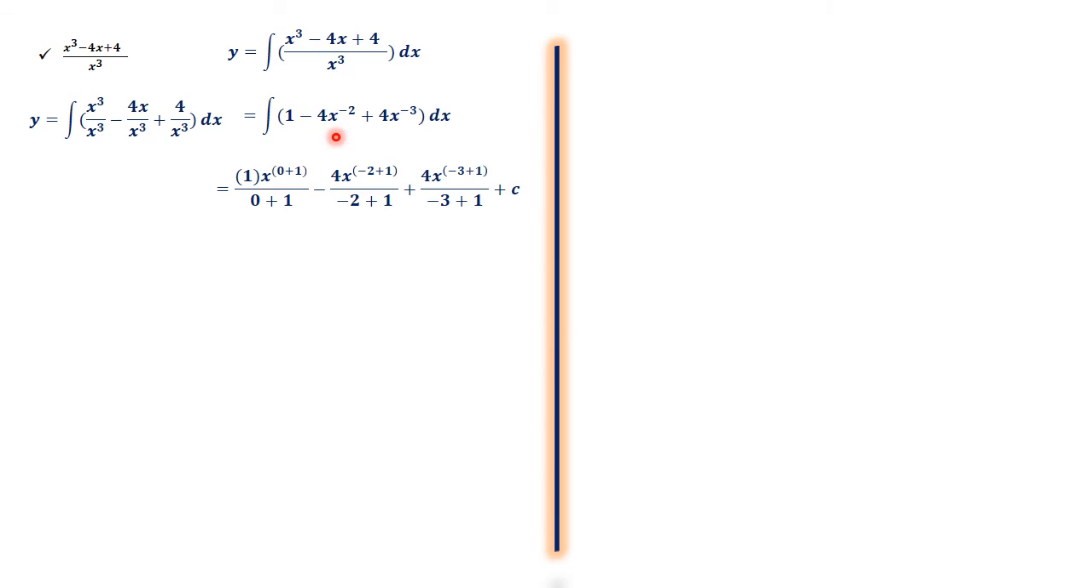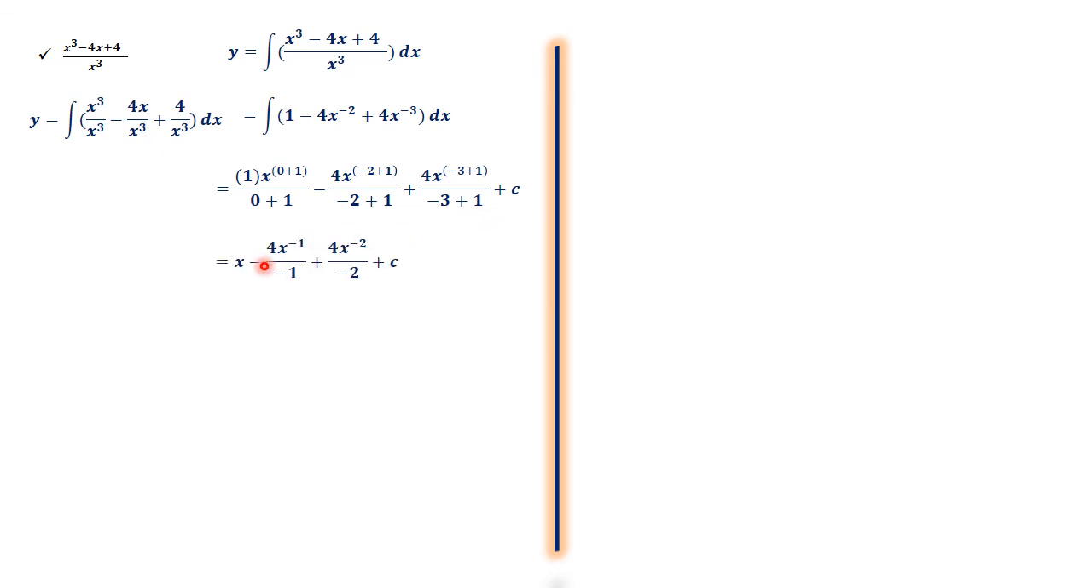Integrating that will be this kind of a thing here. We have 1, then your x here is raised to the power 0, so we have 0 plus 1 divided by the whole thing. Then we have 4x raised to the power negative 2 plus 1, all over negative 2 plus 1 again. 4x raised to the power negative 3 plus 1, negative 3 plus 1 as a denominator plus c.